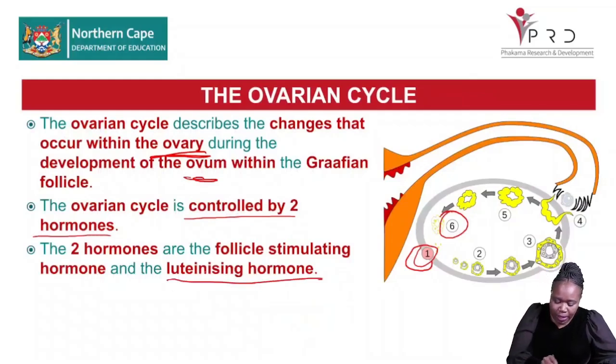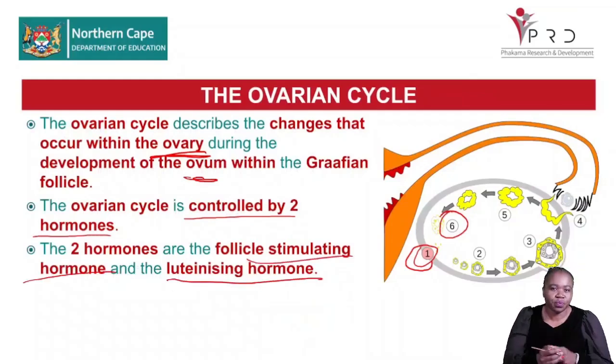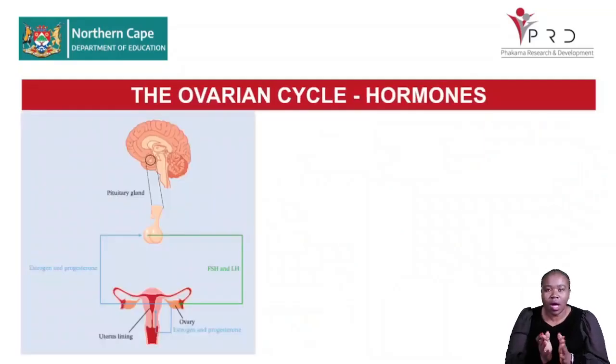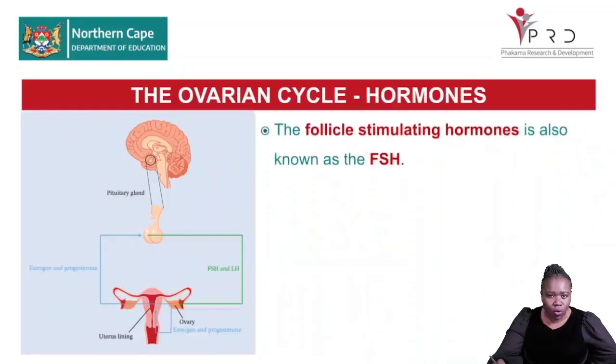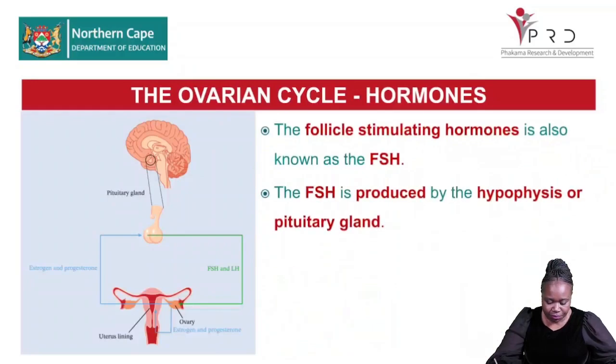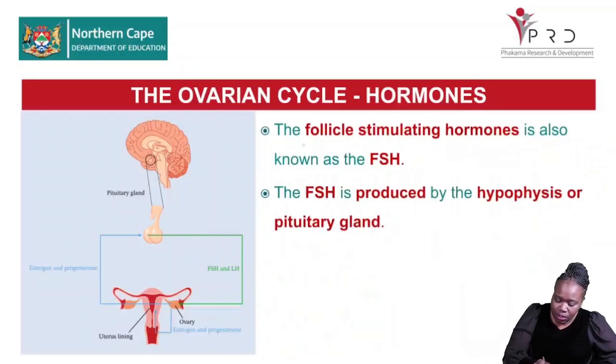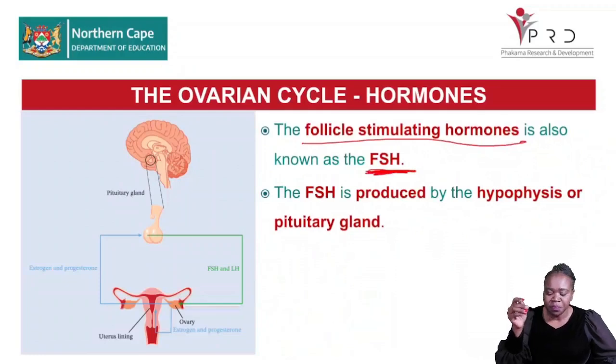We are going to look at what these 2 hormones do in the ovaries, or what they do for the ovarian cycle. So we are going to look at the functions of these 2 hormones, and as we are looking at that, we are going to get a better understanding of this whole cycle. Right. So the follicle stimulating hormone, as I've said, is also known as FSH. Now, some of these hormones have a direct meaning to what they do. It says it is a follicle stimulating hormone.